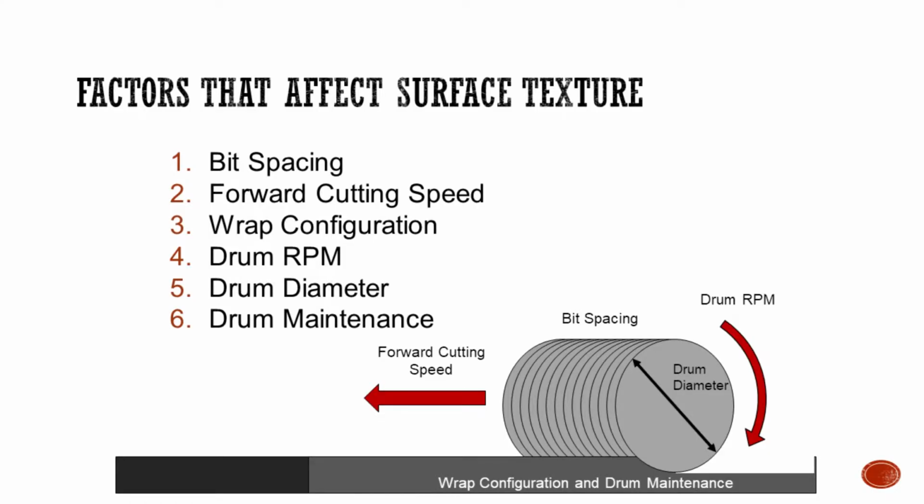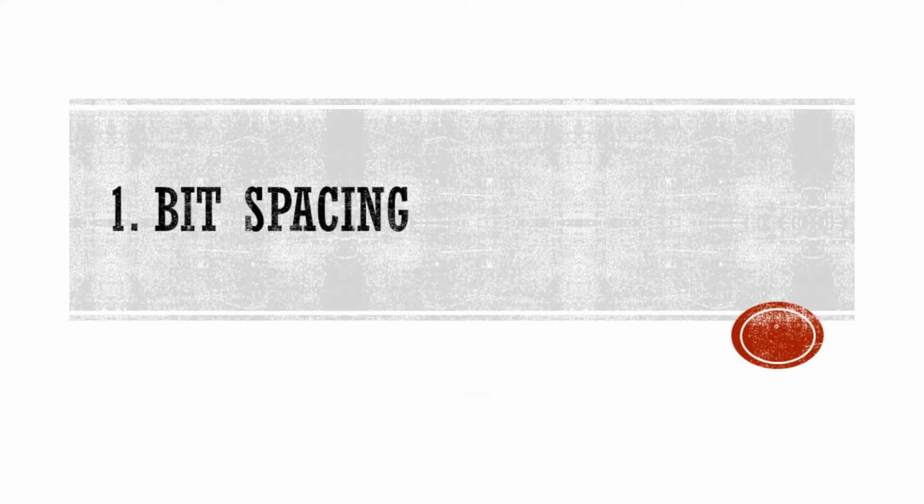Some of the factors that dictate surface texture, there's 6 of them: bit spacing, the forward cutting speed of the machine, the wrap configuration, so how many wraps are on the particular drum and how they're all working together, the drum RPM, the drum diameter, and cutter drum maintenance. The first one we'll check out is bit spacing.